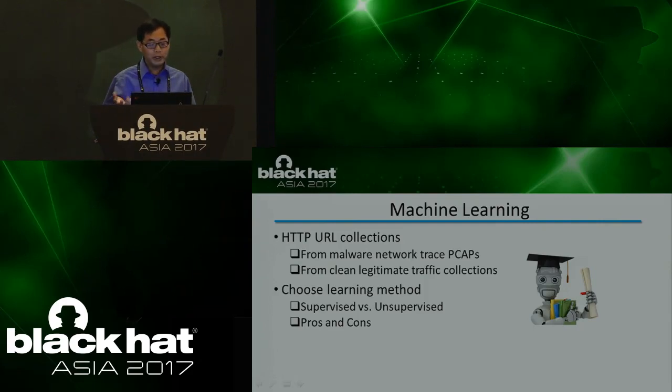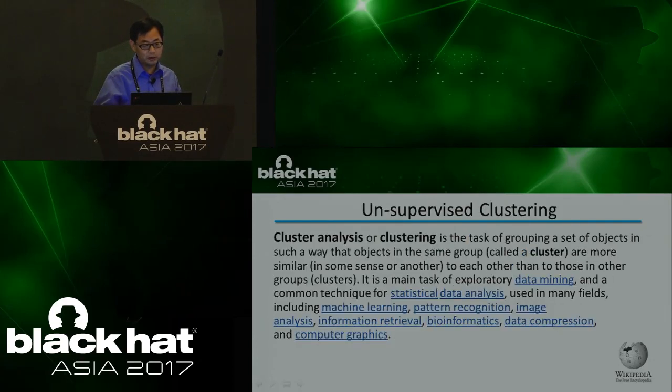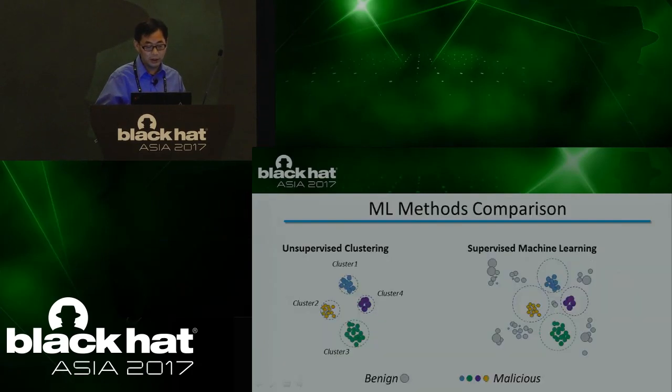We need to figure out the way, because there are so many algorithms for machine learning. Basically the 2 major types are supervised versus unsupervised. I will talk about the advantages and disadvantages of the 2 methods. For supervised learning, I copied the definition from Wikipedia, so I'm not going to read it; there's a lot of information out there.